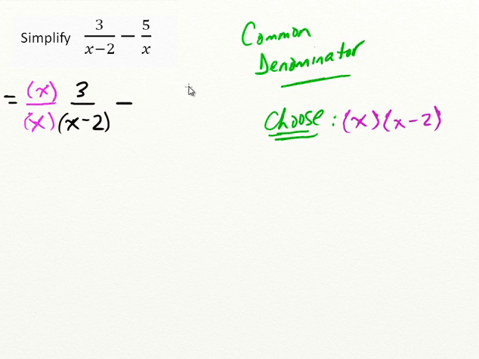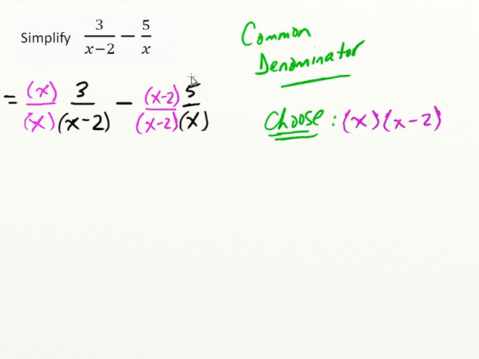Okay, then we're going to subtract. And what are we subtracting? Well, we're subtracting 5 over x. Ask yourself, what do I need to multiply this denominator of x by in order to make it look like x times x minus 2? We can see that we need to multiply this fraction by x minus 2. Whatever we do to the bottom, we also do to the top so that we are not changing the fraction. All right, well, let's go ahead and do this multiplication, and then we'll rewrite the line.